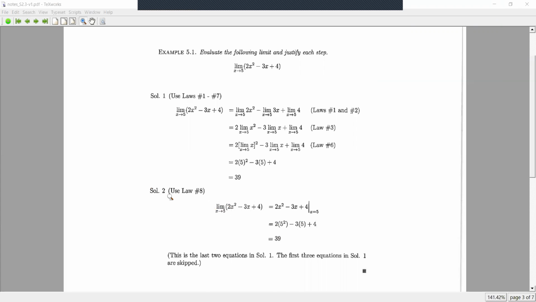Comparing these two solutions, we can see that direct substitution allows us to skip these 3 steps in solution 1 and directly arrive at the last 2 equations. So direct substitution saves us a lot of time and a lot of details. Here, there is one notation. Let me explain this notation. This notation means evaluate this function at 5 or plug in 5 for x.